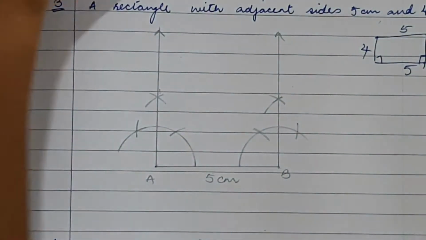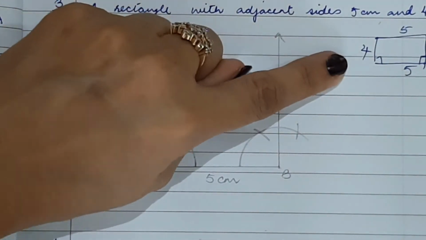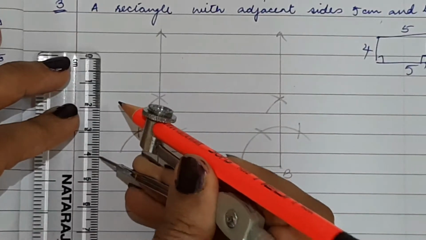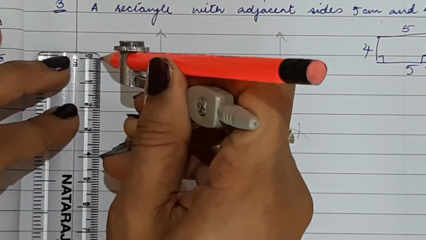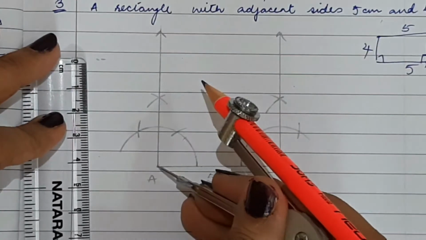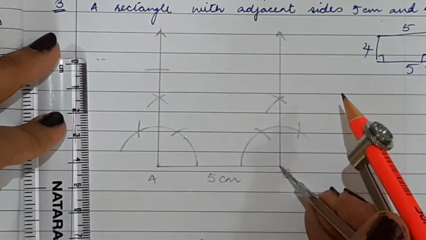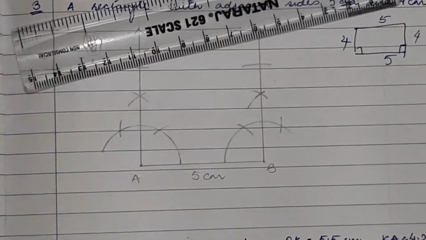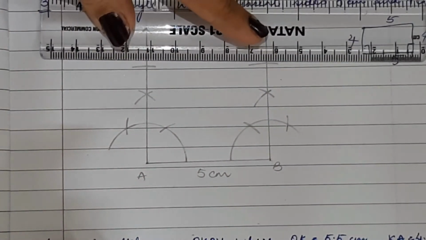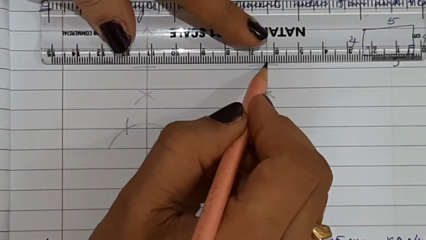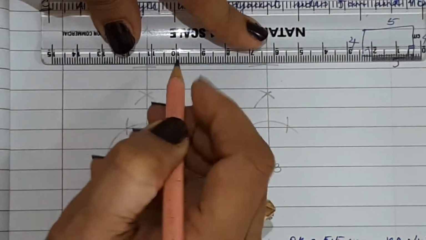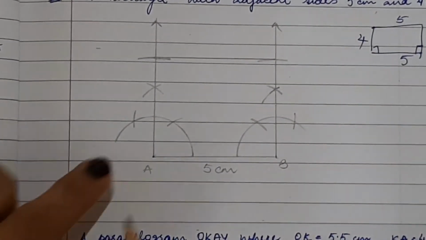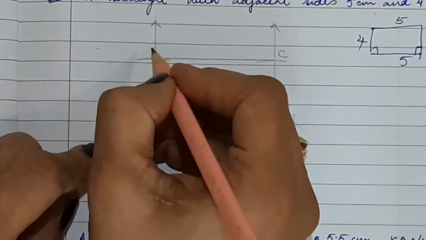Now I need these two sides to be 4 centimeters. So take 4 centimeters as your radius and draw an arc on both the lines. Now join these two points. Now we have our 4 vertices. This is C and this is D.